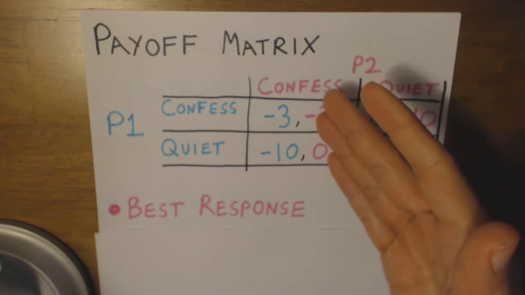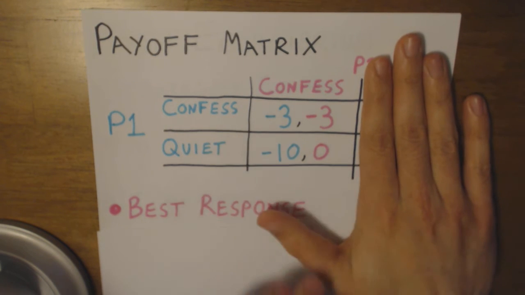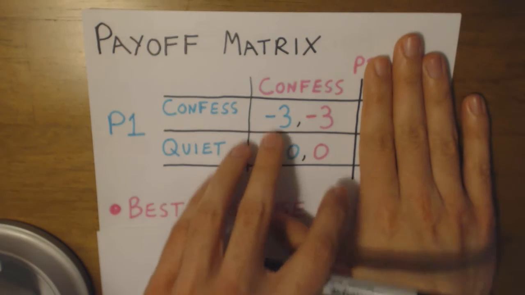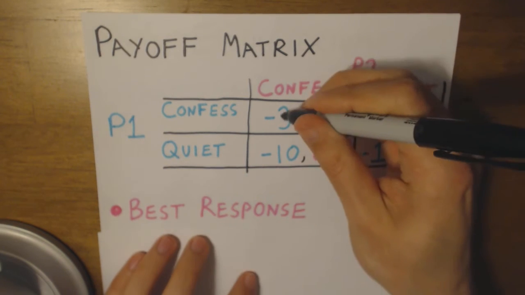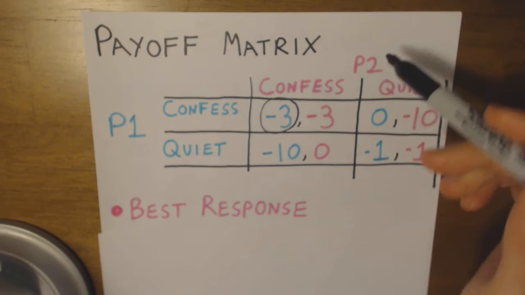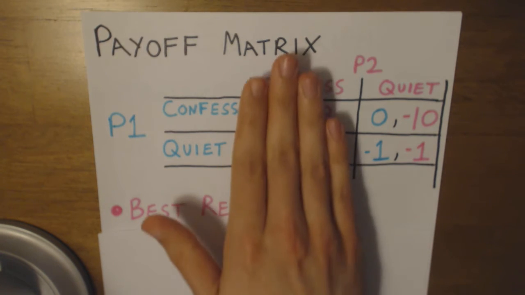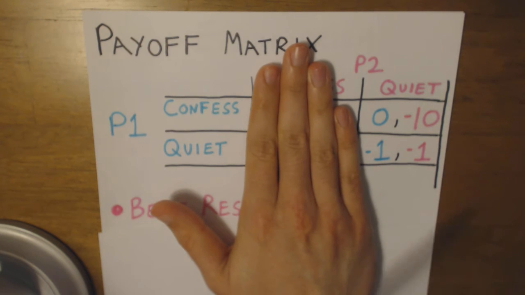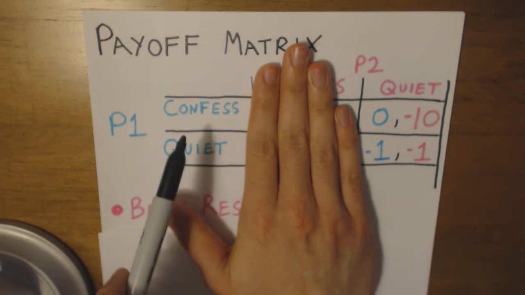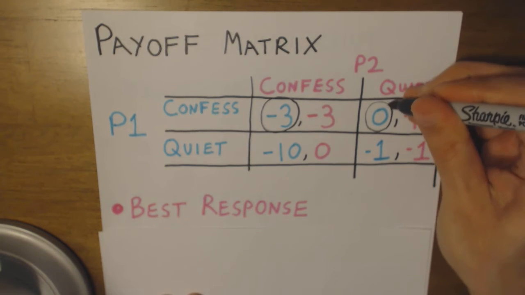So let's assume player 2 is going to confess. We want to maximize our payoff, so we would like to confess as well, because -3 is superior to -10. So I'm going to circle this, and it represents that our best response to player 2 confessing is to confess ourselves. In the same way, if player 2 keeps quiet, we will want to get the payoff of 0, so we will want to confess again, and that is our best response to player 2 keeping quiet.